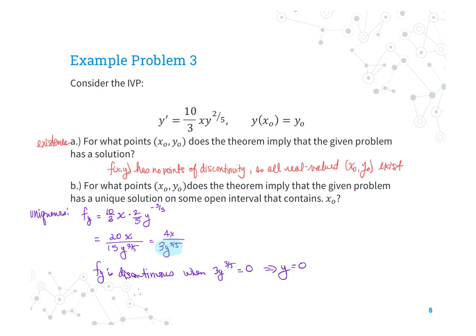So, for real valued x naught, y naught, right? All real valued x naught, y naught are unique, except where y equals 0.